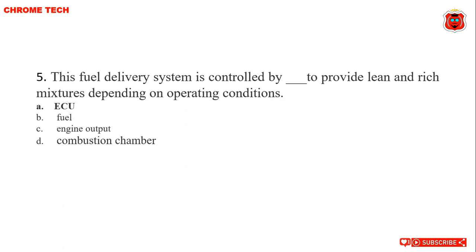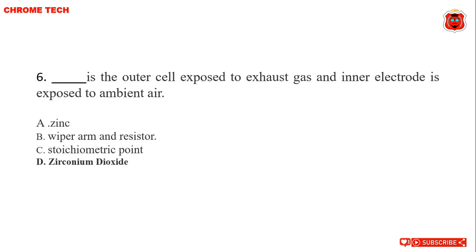Fifth question. This fuel delivery system is controlled by dash to provide lean and rich mixture depending on operating condition. Option A. ECU is the correct answer. Sixth question. Dash is the outer cell exposed to exhaust gas and inner electrode is exposed to ambient air. Option D. Zirconium dioxide. Option D is the correct answer.